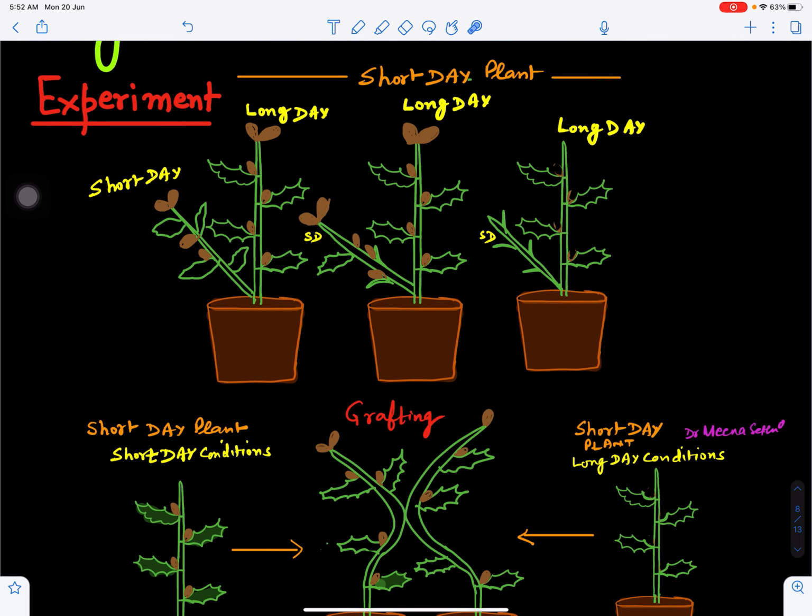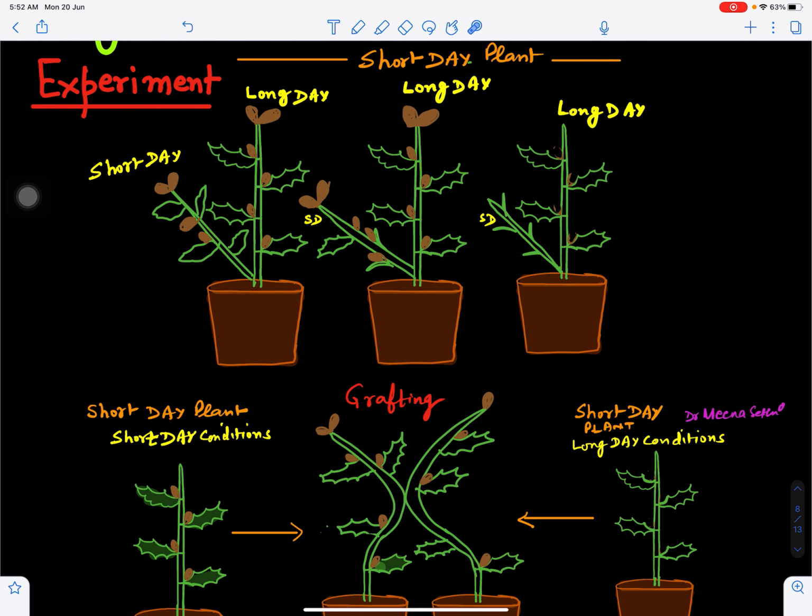Another experiment is now with a short day plant. We are exposing, these are two branches of the plant, right? One branch is being exposed to the short day and another one is being exposed to the long day. Basically this is a short day plant, so flowering and fruiting will take place. That means the stimulus is traveling from the short day branch to the long day branch.